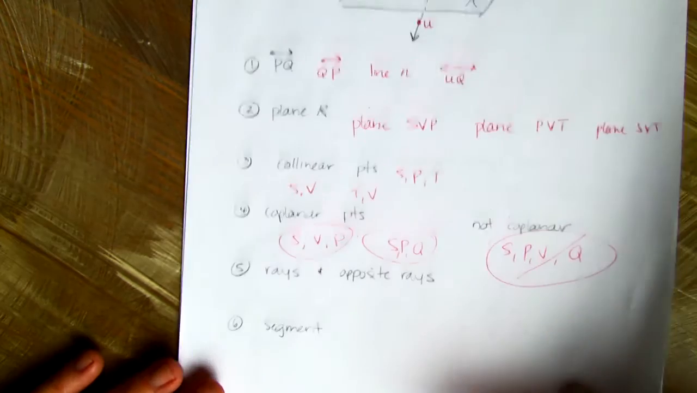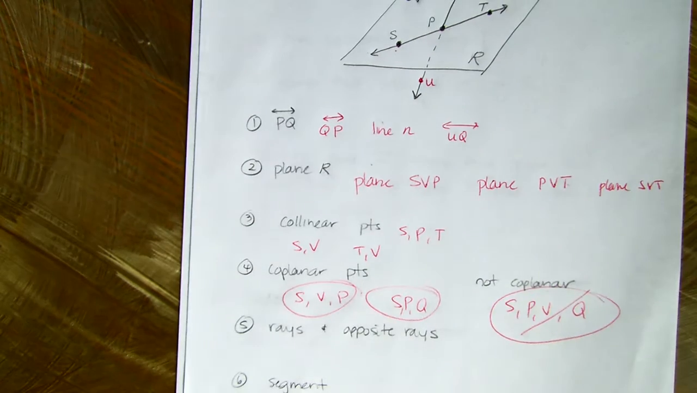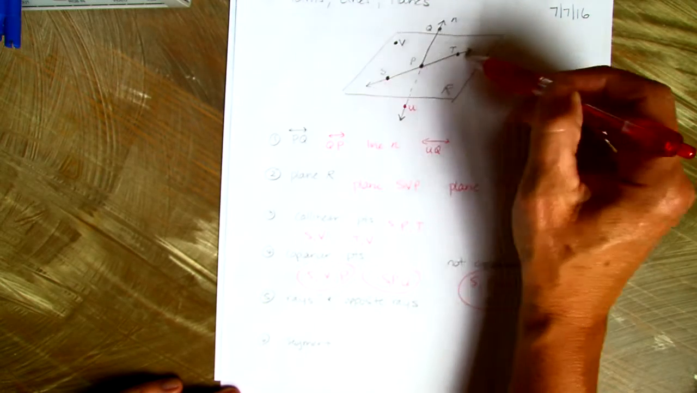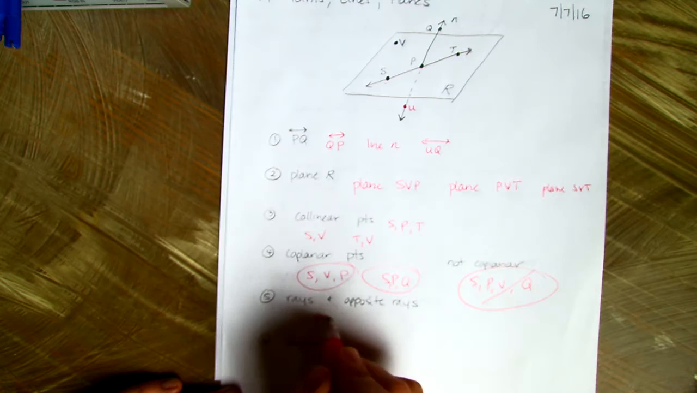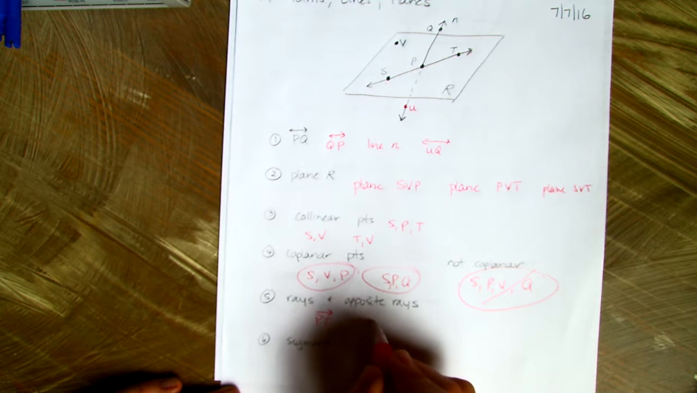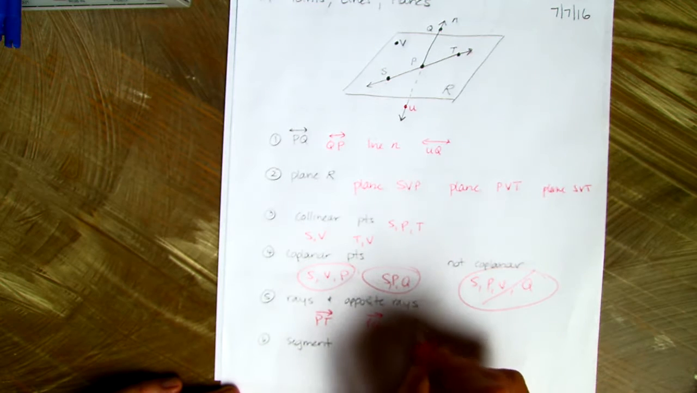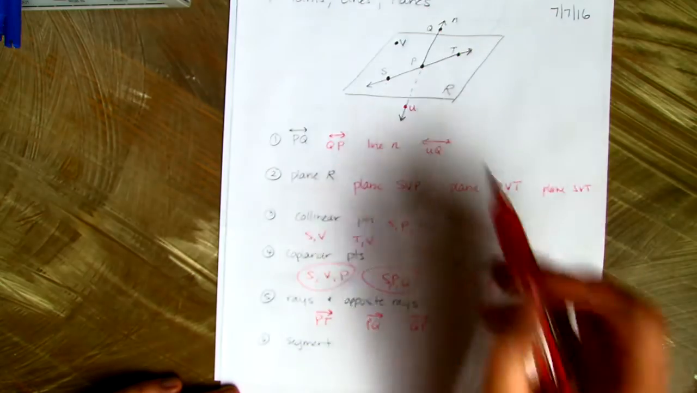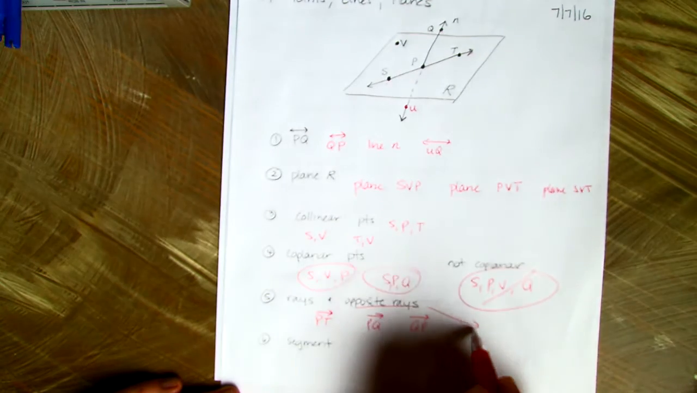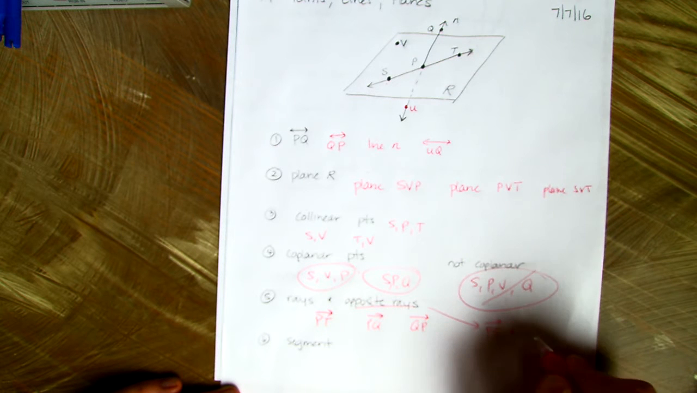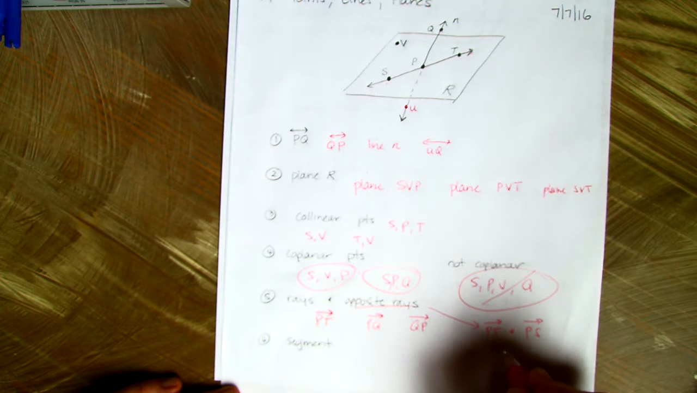Another set of vocabulary words are rays and opposite rays. I'm going to zoom out. So a ray has one endpoint and heads in one direction. So I would indicate ray PT like that. Ray PQ is another ray. I could have ray QP, that's a different ray. QP starts here and goes this way. So opposite rays have the same endpoint but go in opposite directions. So ray PT and ray PS are opposite rays.